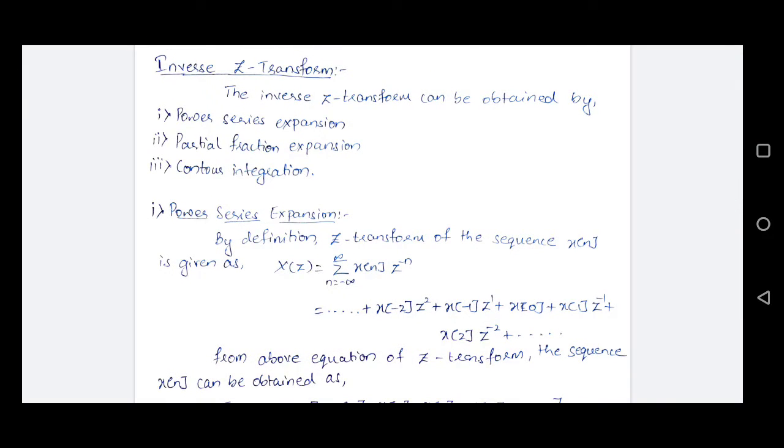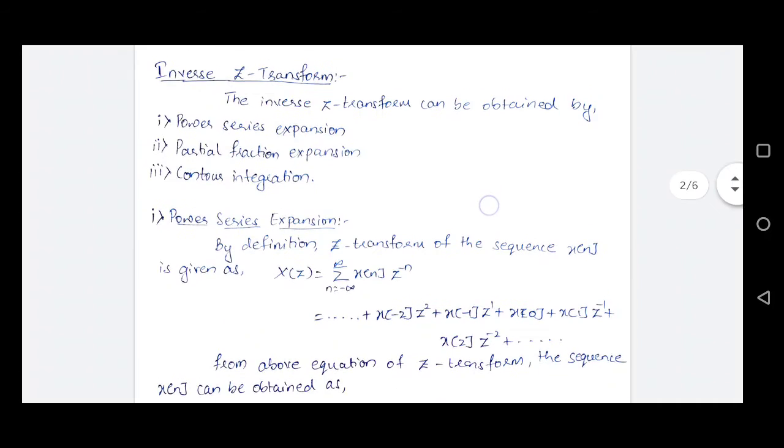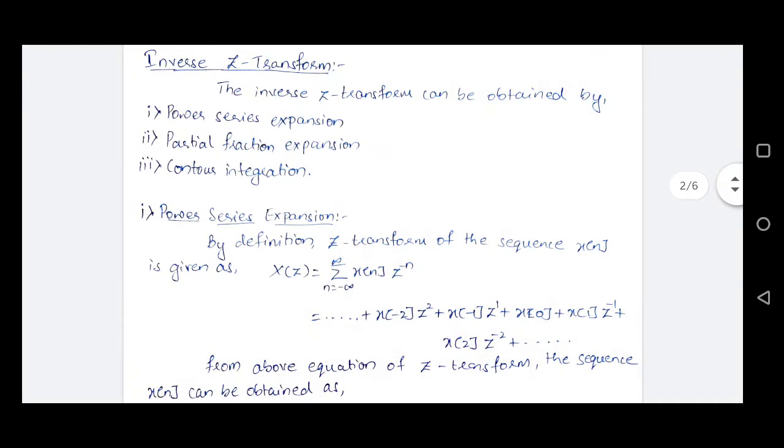Z transform for a discrete time sequence x of n is defined as x of z equals summation n minus infinity to plus infinity x of n z to the power minus n. This is the forward transform which converts time domain signal into frequency domain signal. And inverse z transform is the one which converts frequency domain signal x of z to a time domain signal x of n.